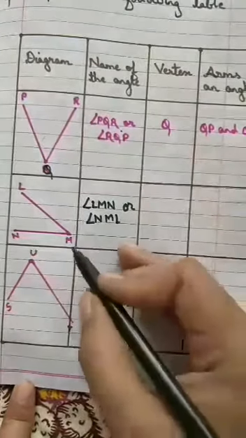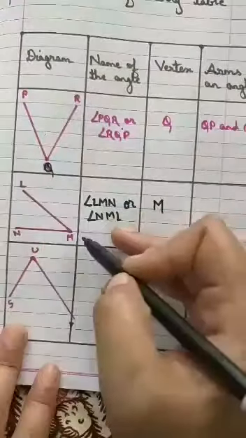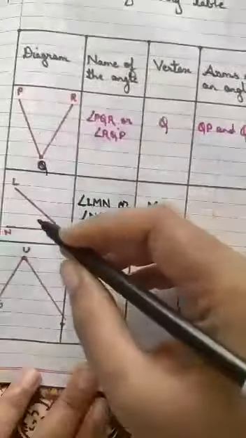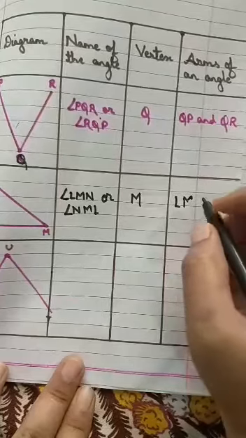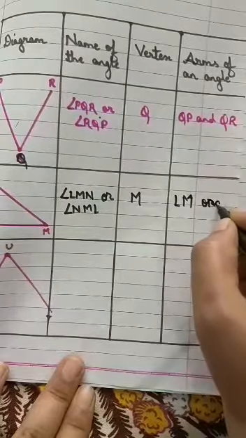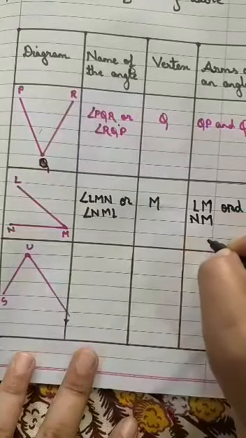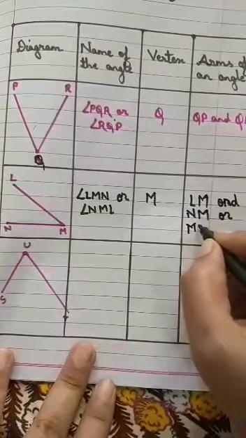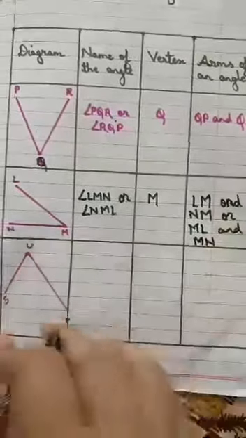What will be the vertex here? M. And the arms of the angle will be LM and NM. Yes or no? Or we can also say ML or MN. So LM and NM. Understood? Or we can also write it as ML and MN. Understood?